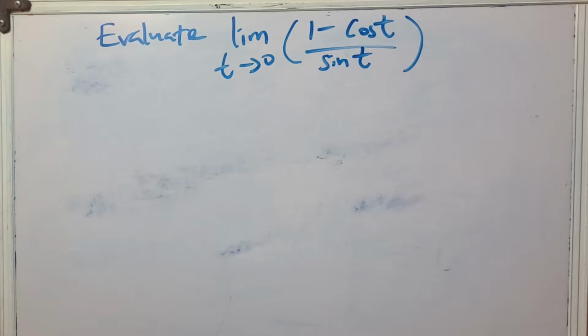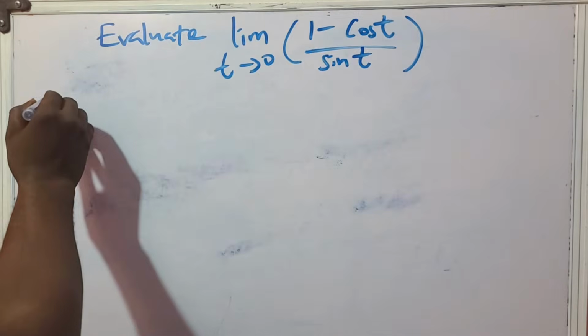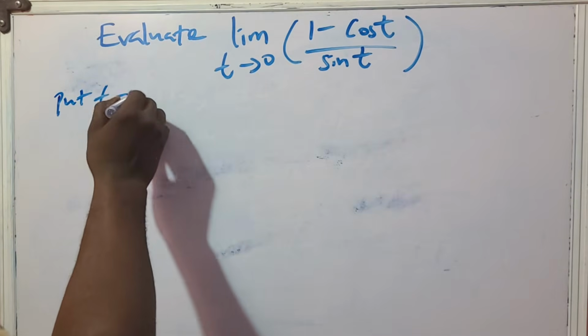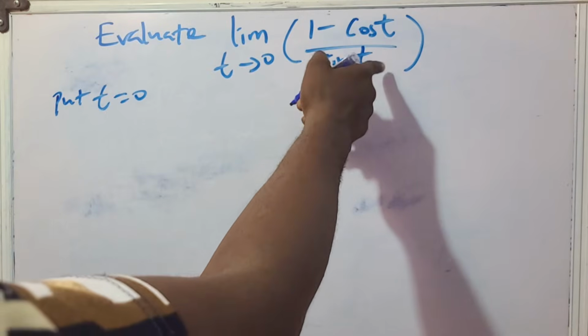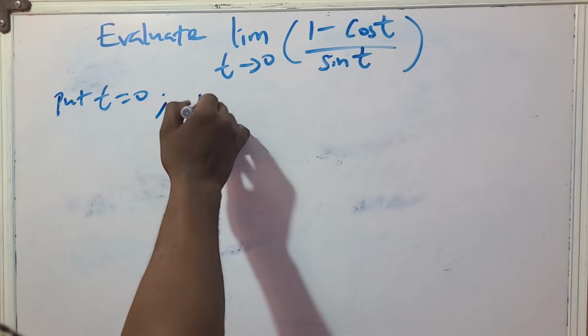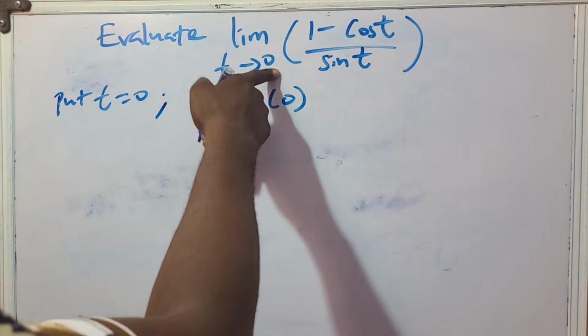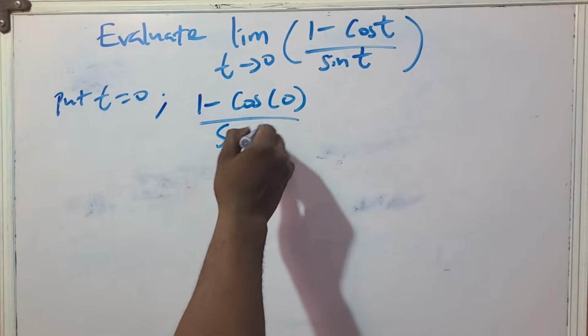I'm sure you've heard about the L'Hopital rule. I'm sure that is something you have probably been exposed to. But before you can use the L'Hopital rule, you want to check for the indeterminate form. How do you check for it? What you have to do is put in t as 0 directly into what you have here. So you'll have 1 minus cos 0, because t is 0, over sine 0.